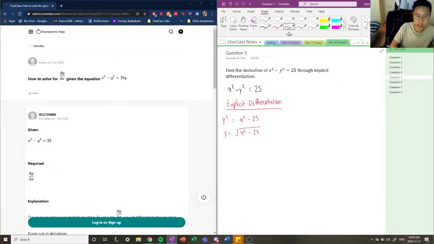Implicit differentiation does not require us to isolate for y. And it's very useful for functions that we cannot explicitly differentiate, or where we cannot find the function y in terms of x only. So implicit differentiation suggests that we just differentiate as is, and we differentiate everything in terms of x. Okay, so implicit differentiation.